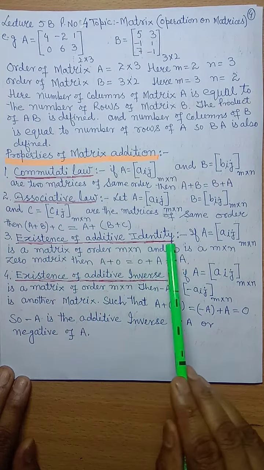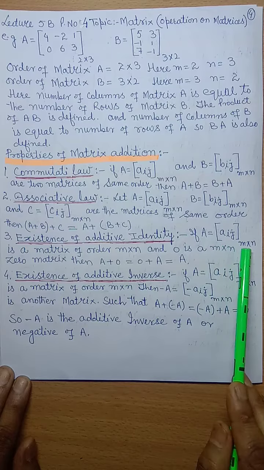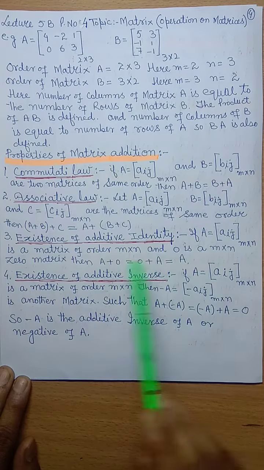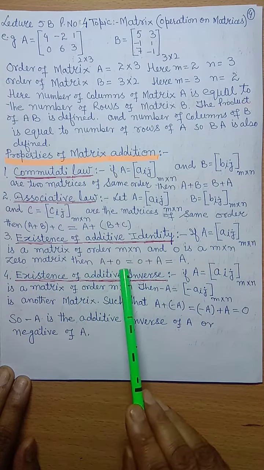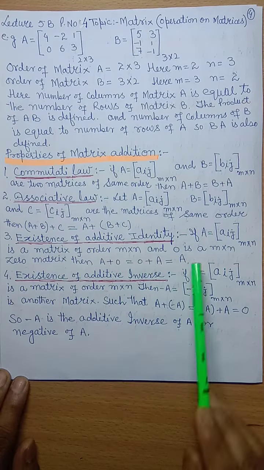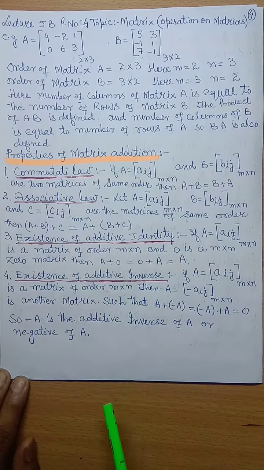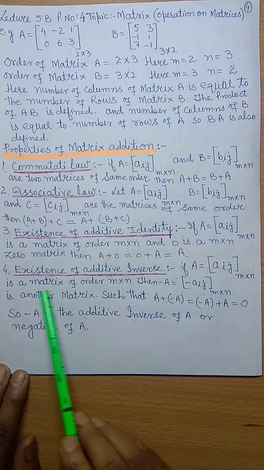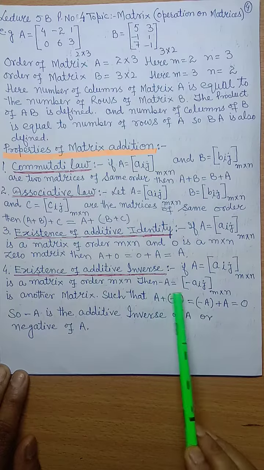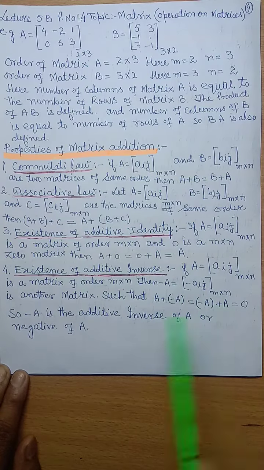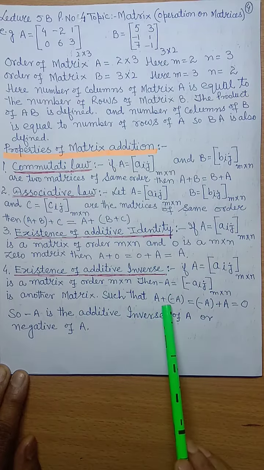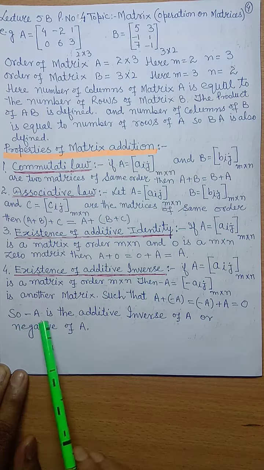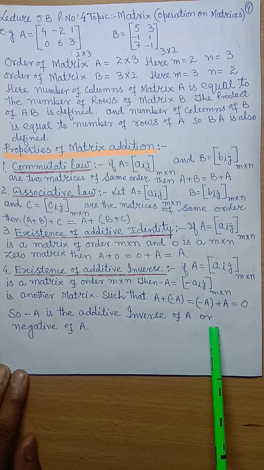Existence of additive identity. If A is equal to Aij m cross n is a matrix of order m cross n and 0 is an m cross n zero matrix, then A plus 0 is equal to 0 plus A is equal to A. Existence of additive inverse. If A is equal to Aij m cross n is a matrix of order m cross n, then minus A is equal to minus Aij m cross n is another matrix such that A plus minus A is equal to minus A plus A equal to 0. So minus A is the additive inverse of A or negative of A.